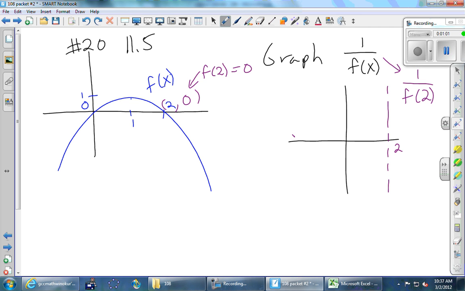I'm thinking of the graph of y equals 1 over f of x. Where's the other vertical asymptote? The other place where the y is 0 is at 0, 0. So again, I'll draw it in purple, but it's just the y-axis. So I've got 2 vertical asymptotes.